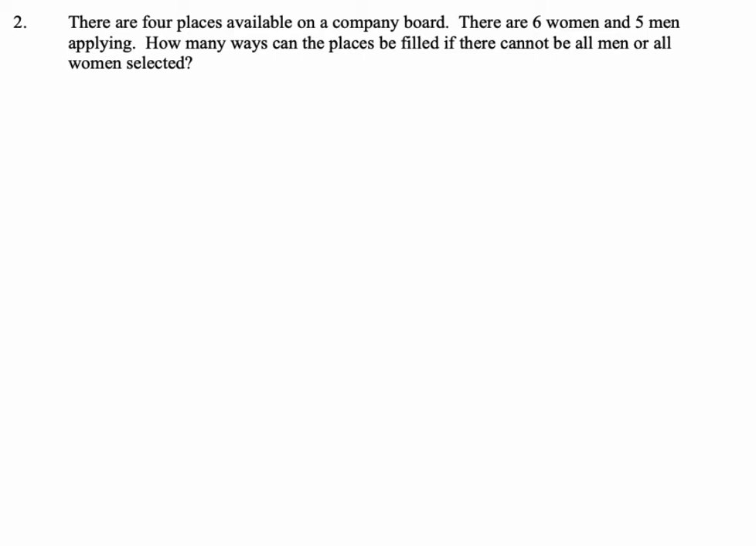Okay, let's look at another example. There are 4 places available in a company. There are 6 women and 5 men applying. How many ways can the places be filled if there cannot be all men and all women? So the easiest thing to do in this kind of question is do the total minus all men minus all women. That'll give you all the possibilities without all men, all women.